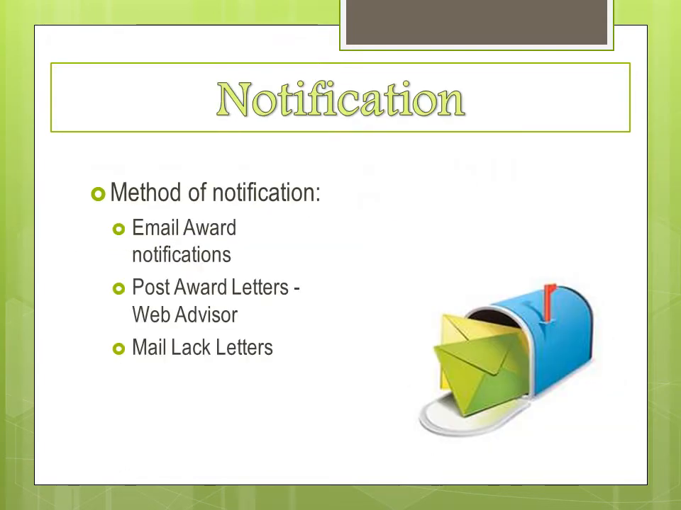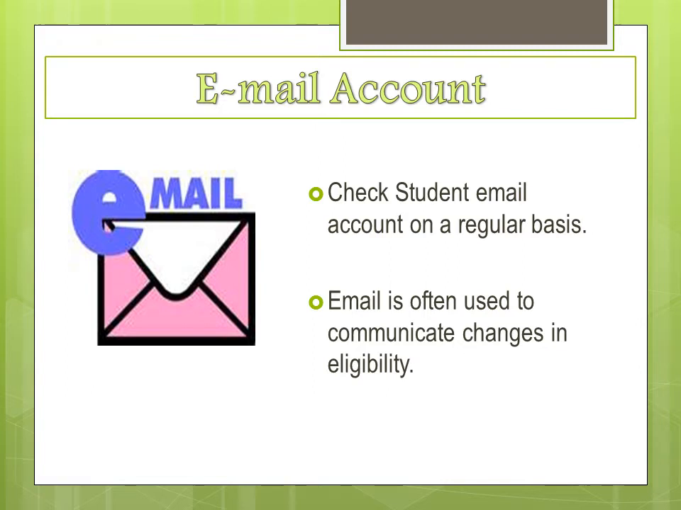How do we notify students if you're eligible? Well, we generally send an email to let you know that you've been approved, and we request that you log on to WebAdvisor, print your award letter, and turn it back into the financial aid office. If you're lacking anything before we can determine eligibility, we will mail your award letter. So just keep a check on the mail, and also keep check on your email account. We ask students to check on a regular basis their email account because we often use email to communicate changes in eligibility.